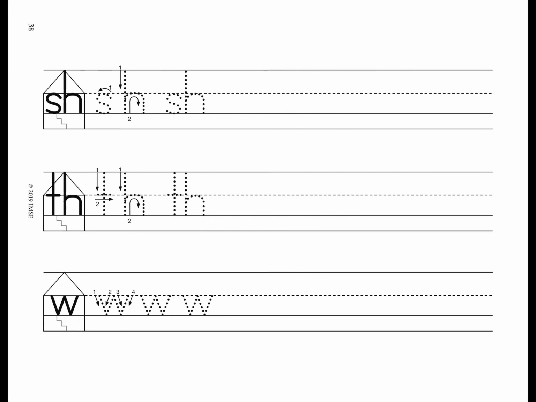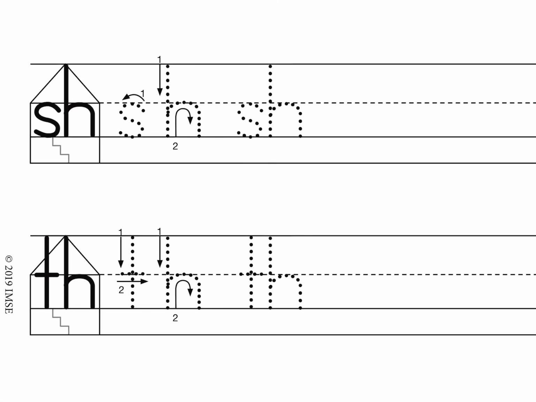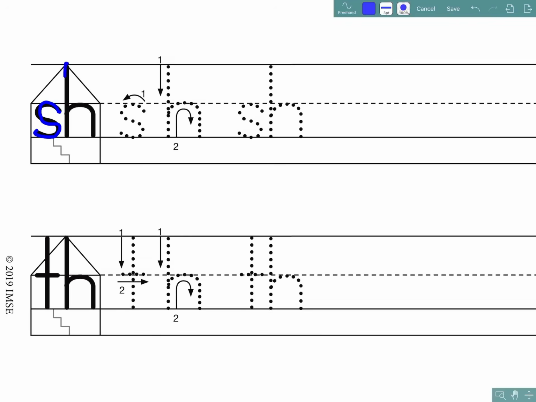The SH and the TH, again, are digraphs. We would teach that the children just keep both of those in the house as they practice writing them as one group that makes a single sound. That's how digraphs work, so they would just say SH says sh, or TH says th, and so on.